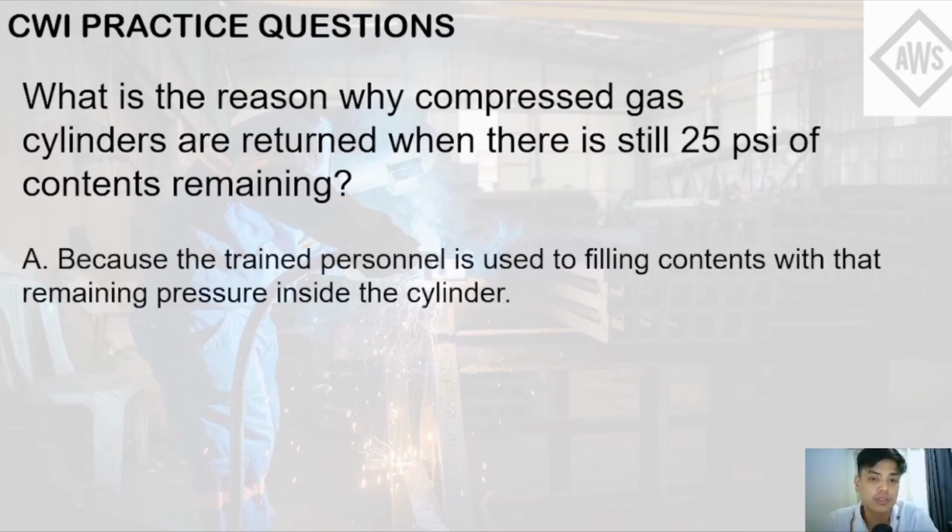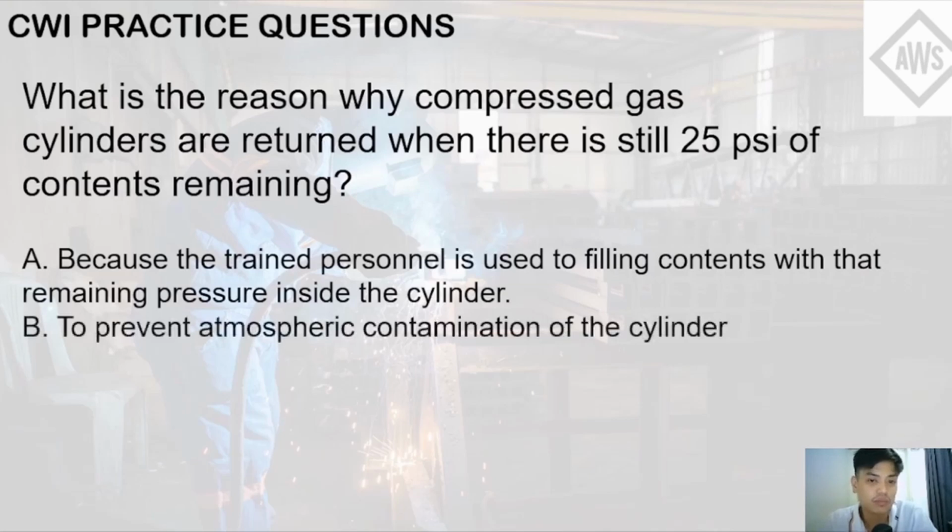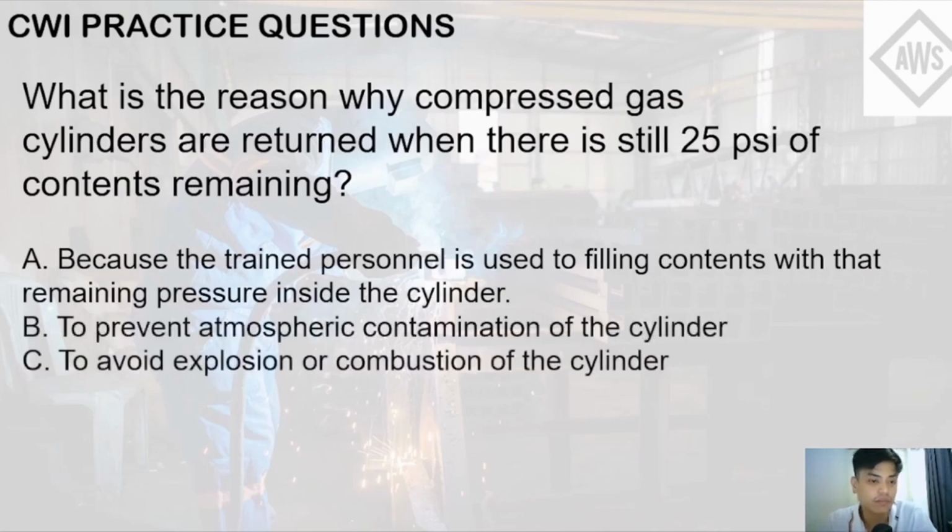A, because the trained personnel is used to filling contents without remaining pressure inside the cylinder. B, to prevent atmospheric contamination of the cylinder. C, to avoid explosion or combustion of the cylinder. D, none of the above. So letter A, basically, the trained personnel is true. It is true that it's used to filling contents without remaining pressure. But the question here is, what is the reason behind it?